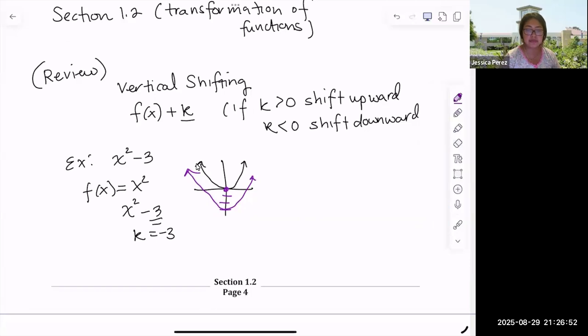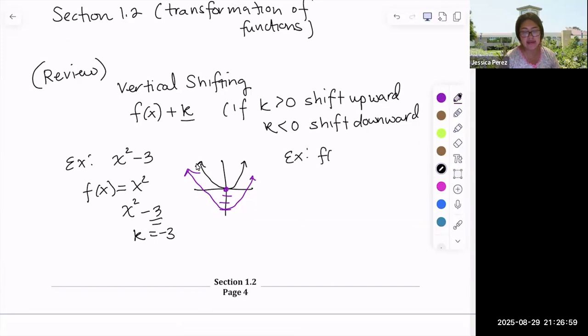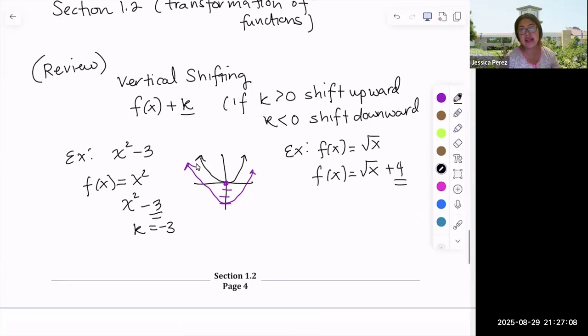Another example: let's say that f of x is equal to the square root of x, but we have a transformation that says the square root of x plus 4. Now the outside k value is 4. So your original function f of x, this would be f of x plus 4 is equal to the square root of x plus 4.